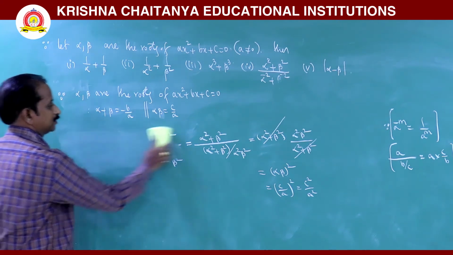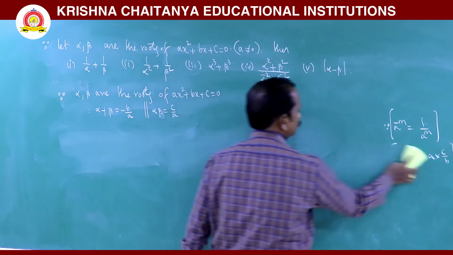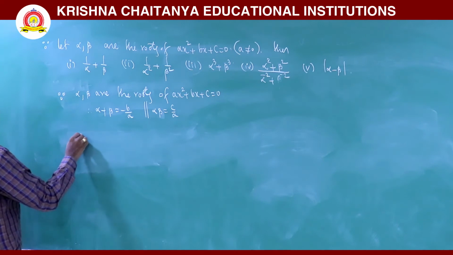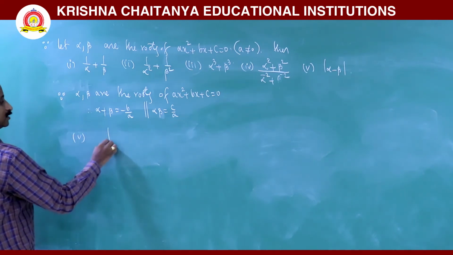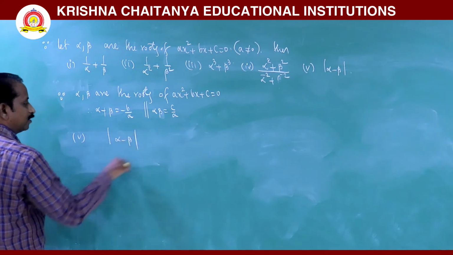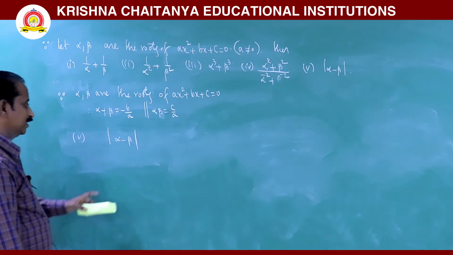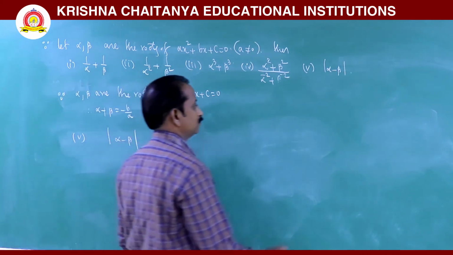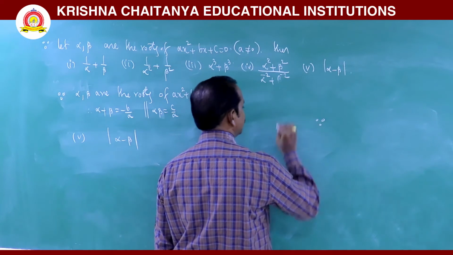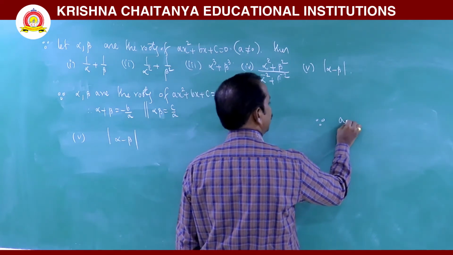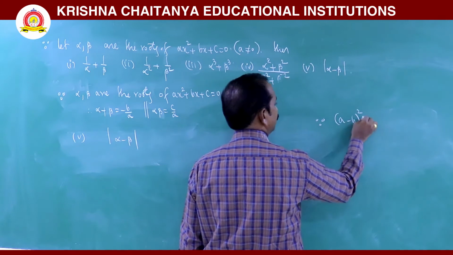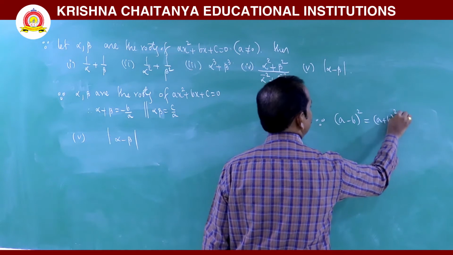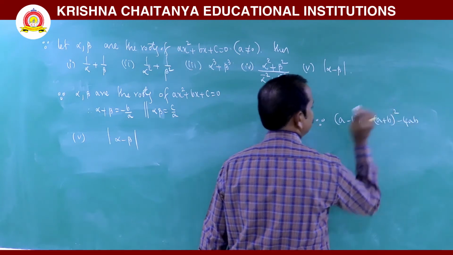What is sub question 5? Sub question 5 is nothing but the difference of the roots, modulus of alpha minus beta. It is indirectly modulus of a minus b. So what we know about the a minus b basic? We know that a minus b whole square is nothing but a plus b whole square minus 4ab.